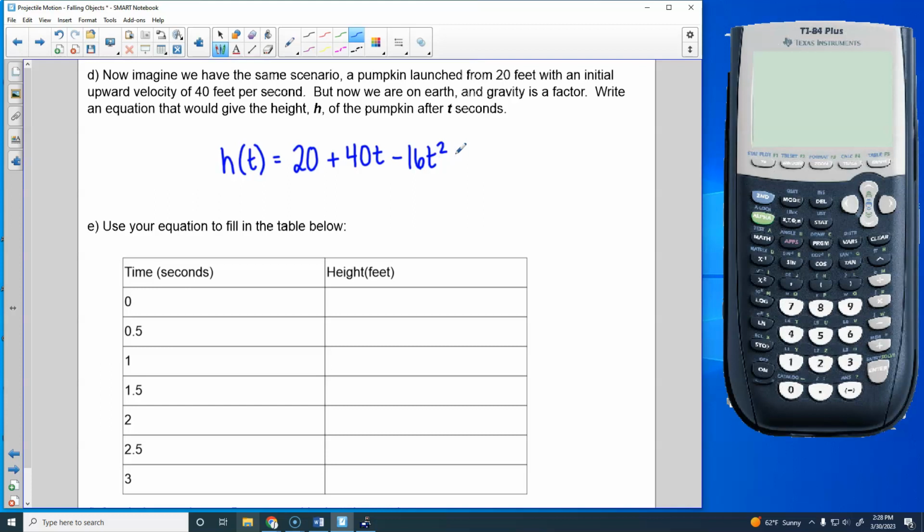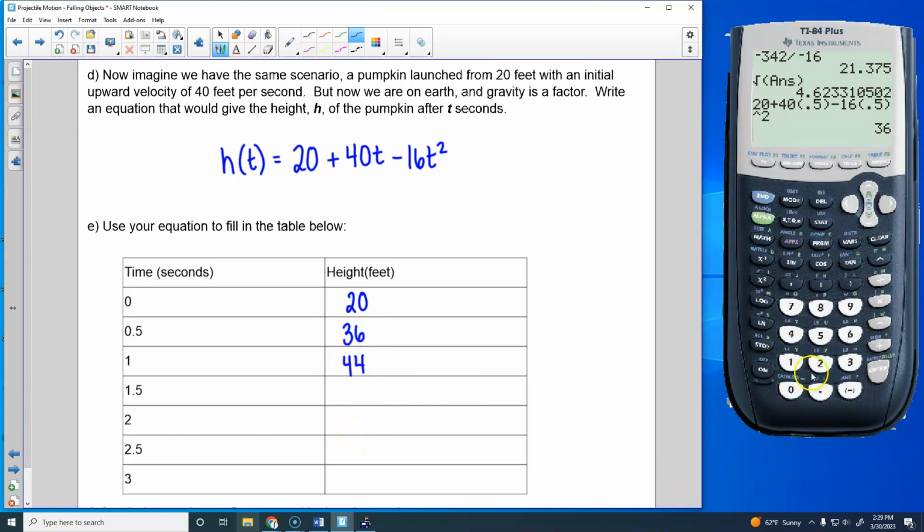All right, so let's use this equation to fill in the table below, okay? If I plug in 0 to this, I'll just get 20, right? If I plug in 0.5, let's see what we get. 20 plus 40 times 0.5 minus 16 times 0.5 squared. Get 36. Pumpkin's still going up, right? If we plug in 1, we'll have 20 plus 40 minus 16. So 60 minus 16 is 44, I think.